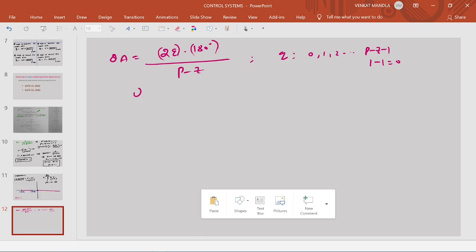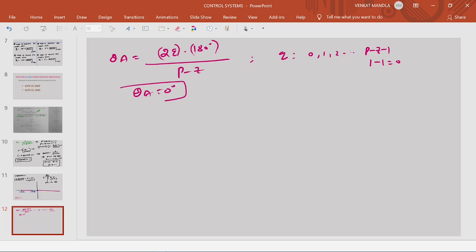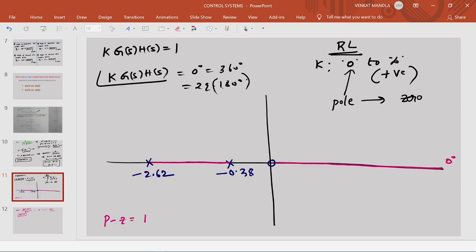Substitute q equal to 0, and you will get 0 degrees. So theta a equal to 0 is the angle of the asymptote. Only one asymptote exists, and that angle is 0 degrees. So one root locus branch will move to infinity through this asymptote, with the angle 0 degrees.